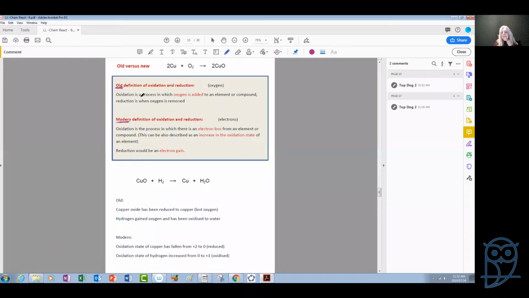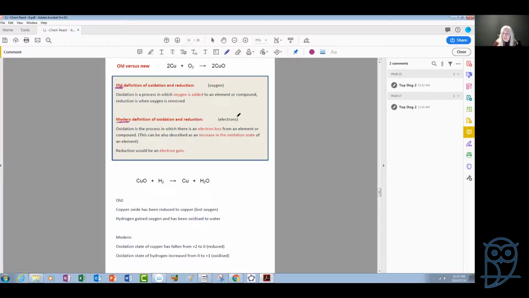In the old definition, oxidation was in terms of gaining and losing oxygen. So oxidation is the gain of oxygen, and reduction is the loss of oxygen. In the modern understanding, oxidation is the loss of electrons, and reduction is the gain of electrons. In other words, in the modern understanding, oxidation reactions are a matter of transfer of electrons between different species in a reaction.